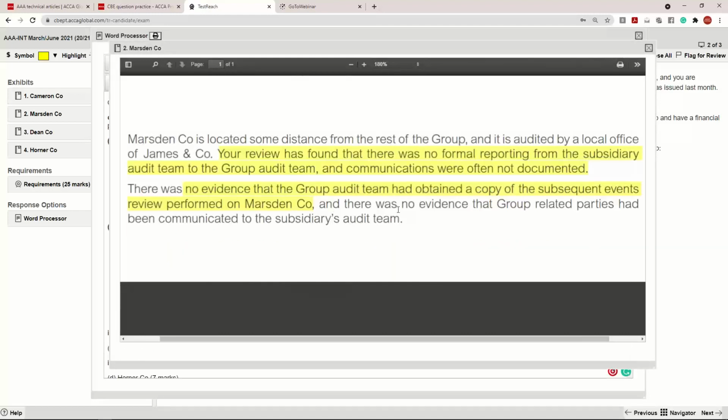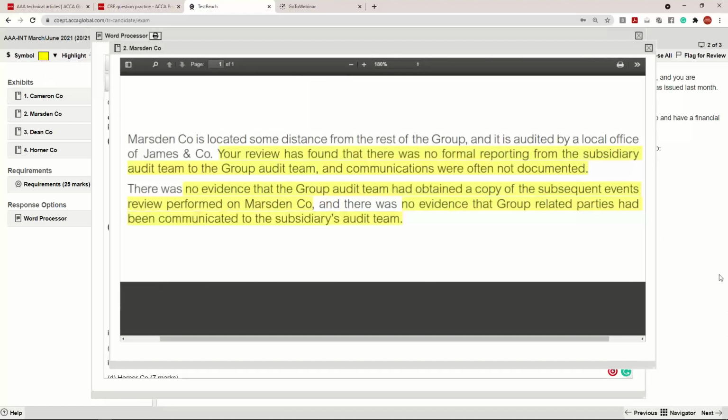And there was no evidence that the group related parties had been communicated to the subsidiary team. So will the subsidiary auditor know about the related parties? What if there is a transaction between the related parties at a subsidiary level? Will the subsidiary auditor gather any evidence about related parties when they don't know about them? So many times the examiner used the words no evidence. The moment you see the words no evidence, that automatically becomes a problem.